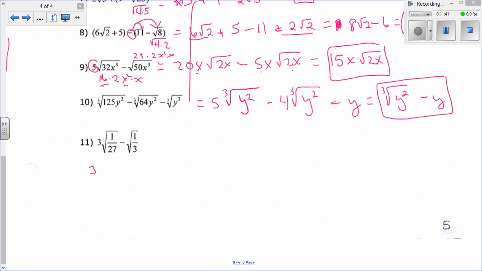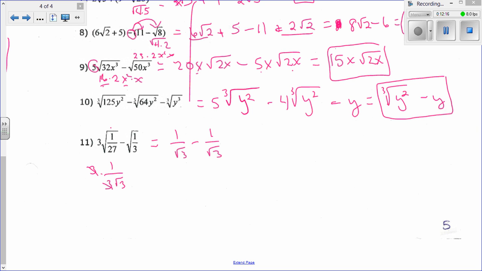So it's 3 times the square root of 1, which is 1. The square root of 27 breaks down to 9 times 3, so it becomes 3 radical 3. And here my 3's cancel out, so I'm left with 1 over radical 3. And it's minus, the square root of 1 is 1. Can't take the square root of radical 3. So it's just 1 over radical 3 minus 1 over radical 3.